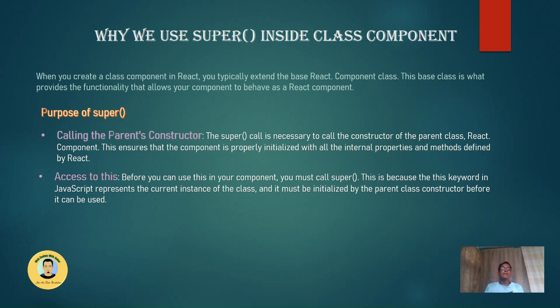So what happens if you don't use super? If you forget to call super in the constructor of a subclass, JavaScript throws an error. This is because the this keyword cannot be used before calling the parent class constructor. So you are not able to access this.props or this.state, and trying to use this before calling super will raise a reference error. I will show you in my example the error given by the class component without using super. So let's move to a new slide.